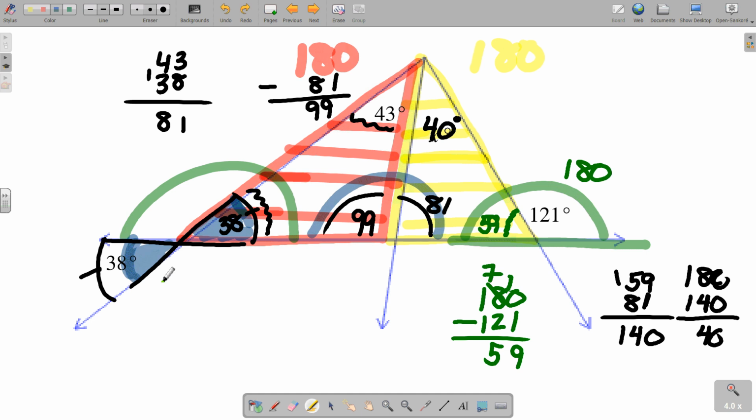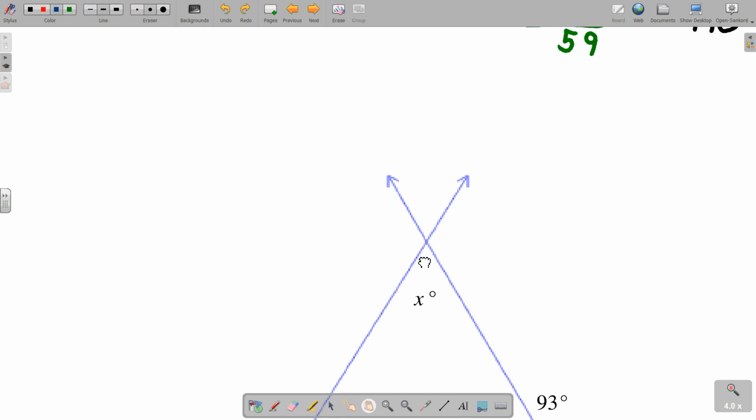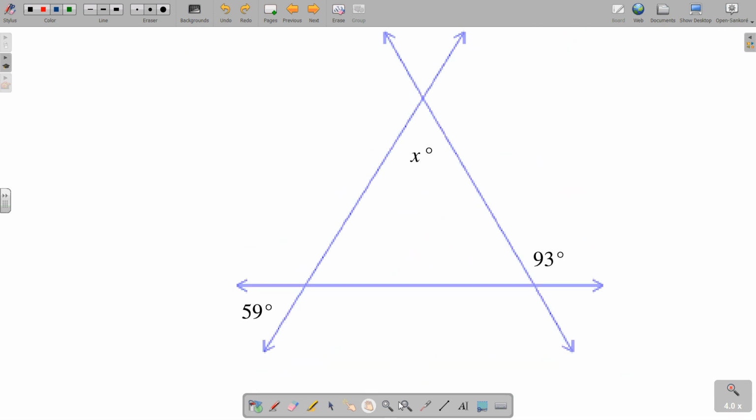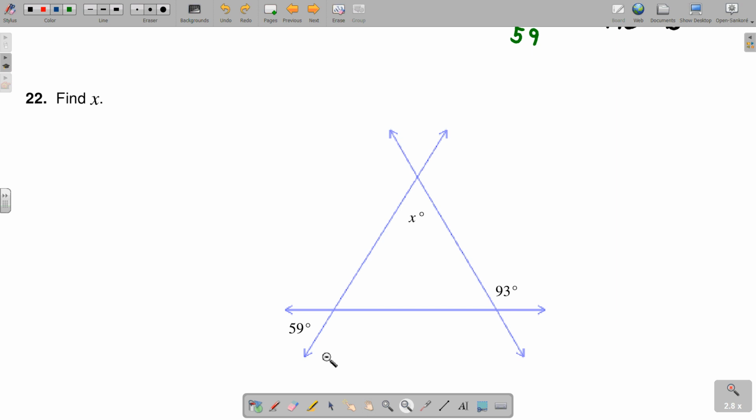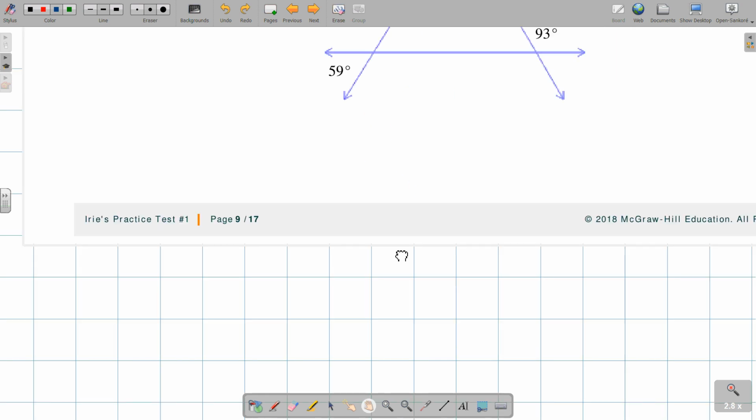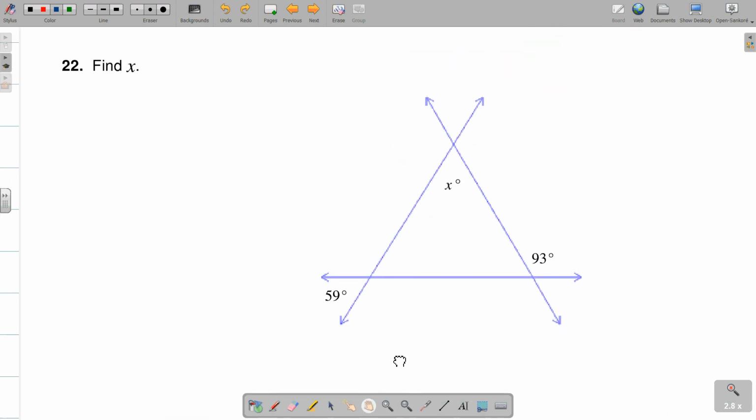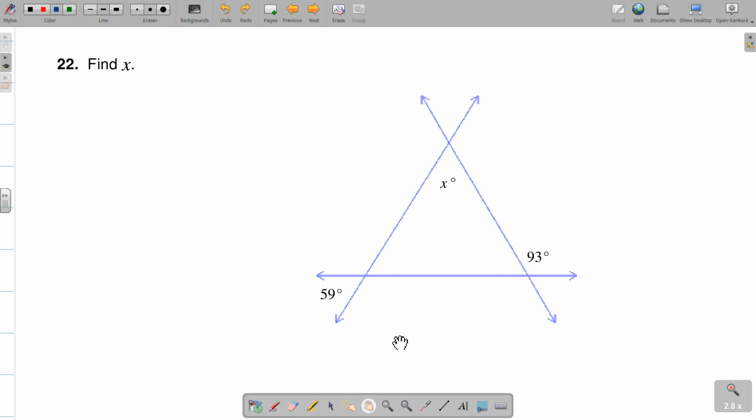Knowing this, come down to this problem right here. I'd like you to do 22 on your own. Check your work on the last page. Pause the video and do your own work, Erie. Okay, for 22, I hope you checked your answer on the last page. We'll move on here.